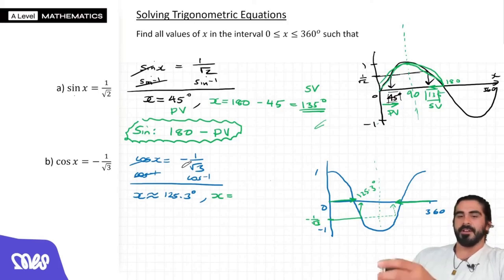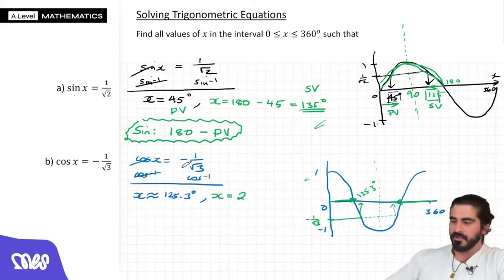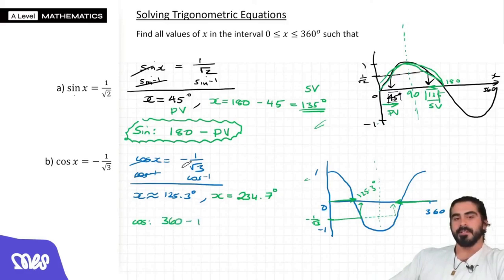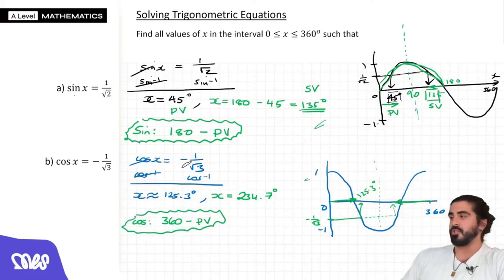360 minus 125.3, so 360 minus the answer is 234.7. Yeah? Now again, this happens every single time. Every single time. Cos to find the secondary value, you do 360 minus the primary. And that does not change at all. It does not change. Yeah?